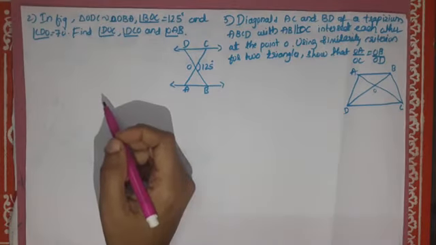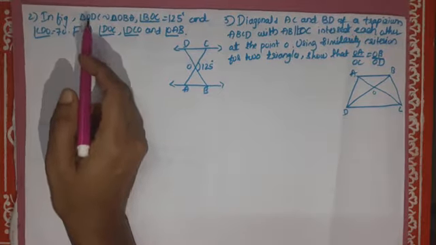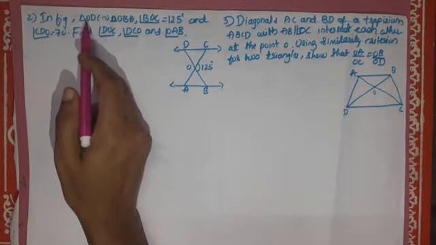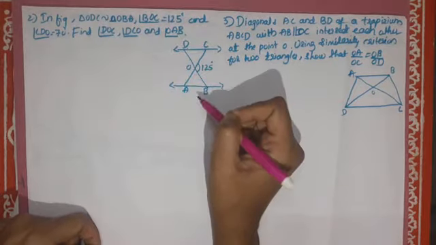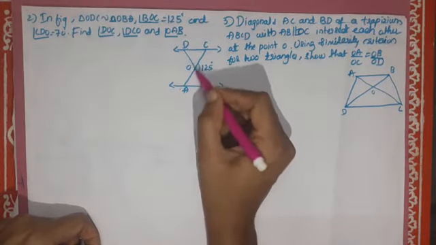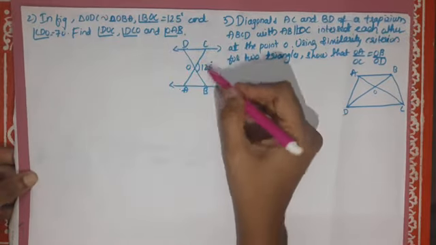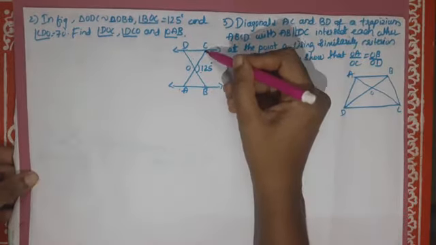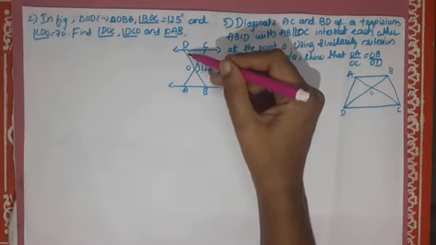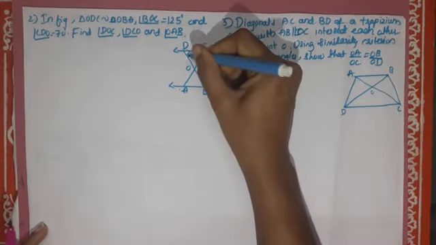Third exercise of triangles. In that second question, in the figure, triangle ODC is similar to triangle OBA. So these two triangles are similar. Here BOC is 125 degrees, they have given BOC is 125 degrees, and CDO is 70 degrees.